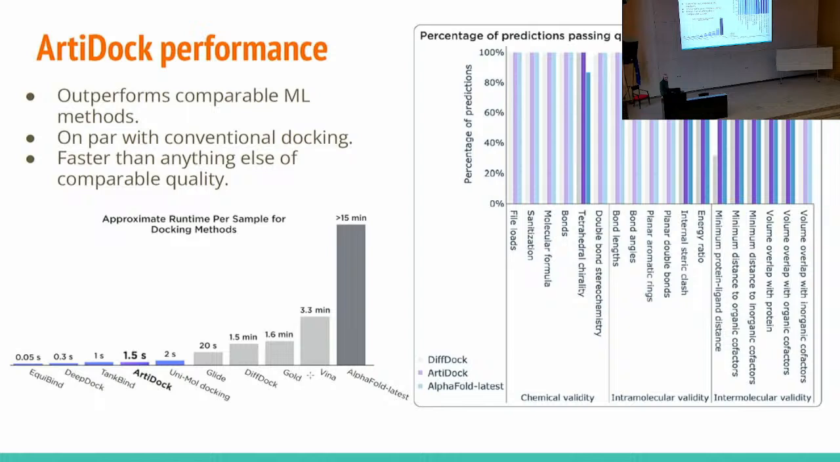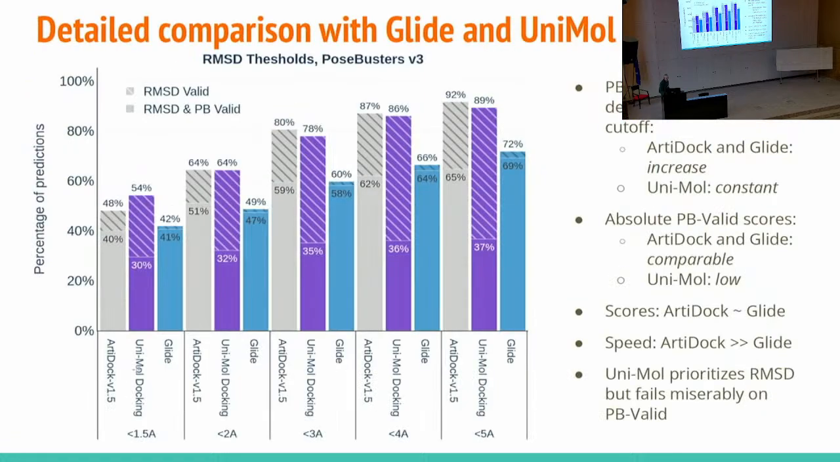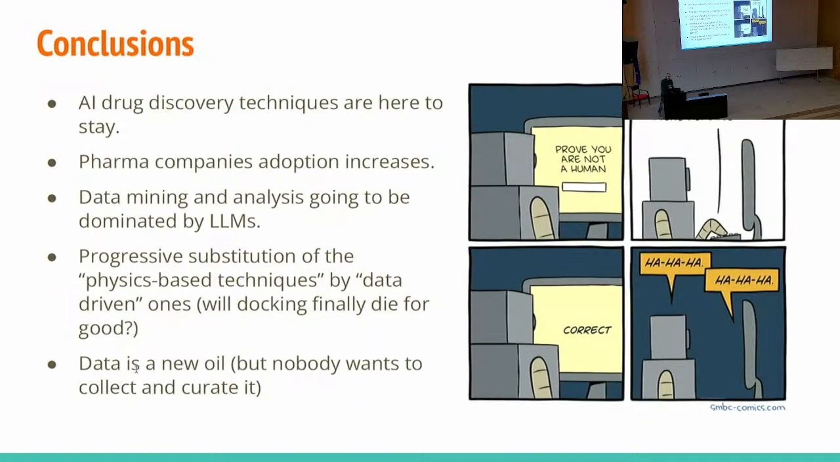If you're using Vina, for example, which you will use here in the hands-on session, Vina takes about 3 minutes on the same hardware, where RTDoc takes about 1 second. And this is an advantage of AI techniques in general. They could be much faster. There are also some detailed comparisons with other things like Glide or Unimode docking. I would not probably stop on this too much, and I will jump directly to the conclusions.